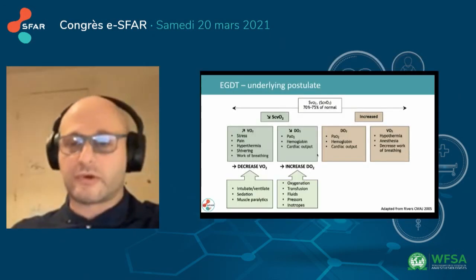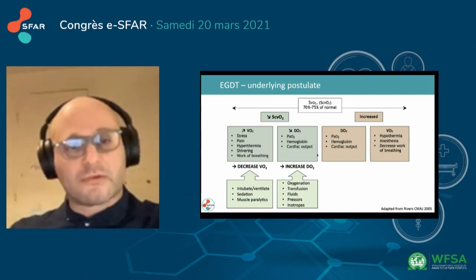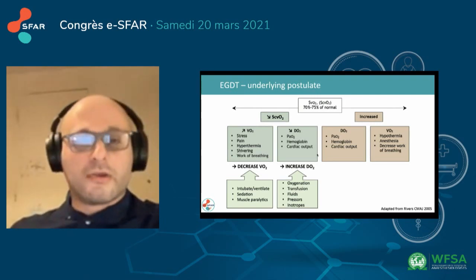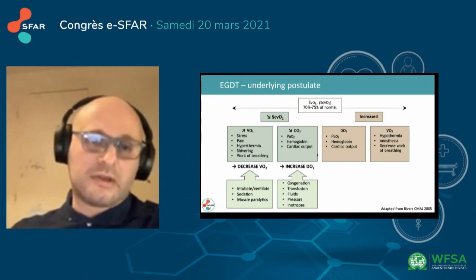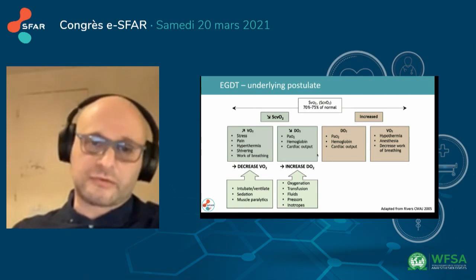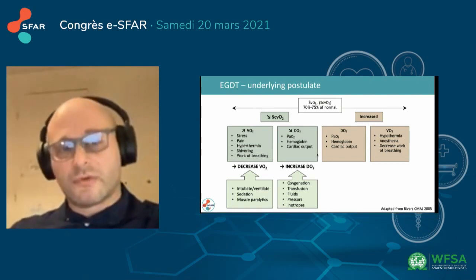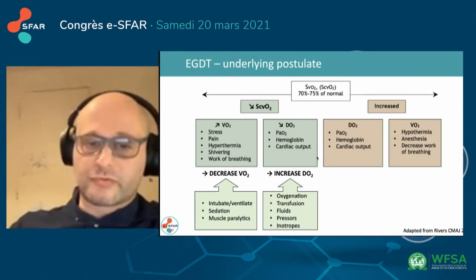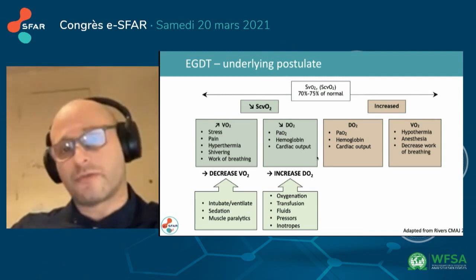The underlying postulate of EGDT was that septic shock is mainly a problem of oxygen consumption and oxygen delivery, and that central venous saturation in oxygen reflects that inadequate delivery relative to oxygen consumption. And inadequate delivery would be due to inadequate oxygenation, inadequate transporter, hemoglobin, inadequate mostly cardiac output. And therapeutically, that should be addressed by oxygenation, transfusion, fluids, pressors, and inotropes. So that was the postulate.